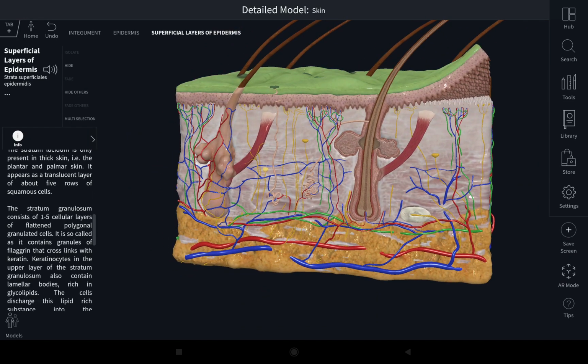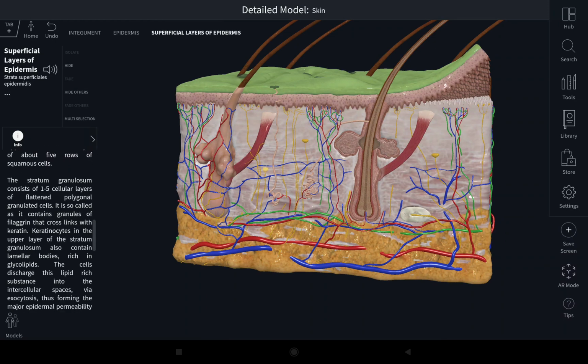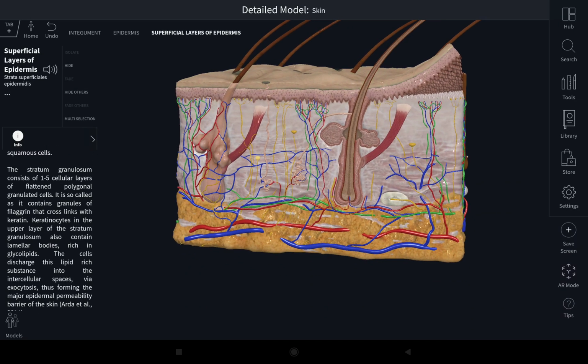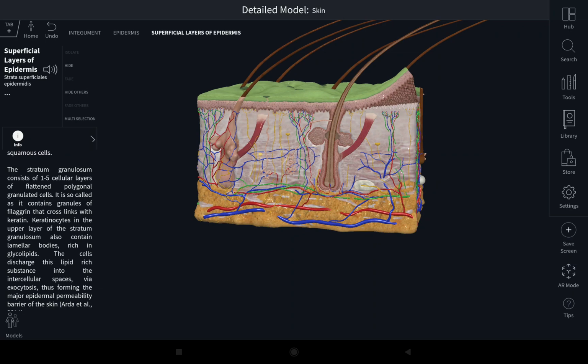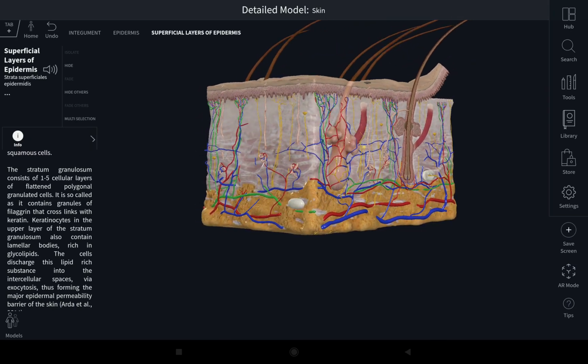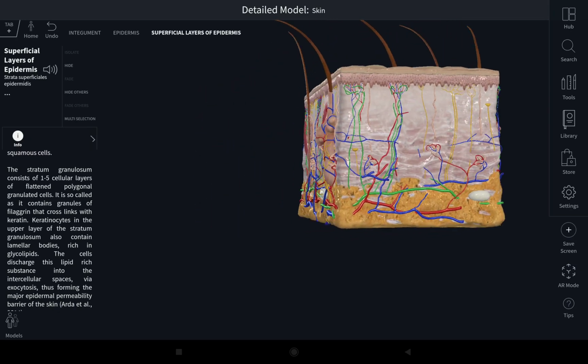Keratinocytes in the upper layer of the stratum granulosum also contain lamellar bodies rich in glycolipids. The cells discharge this lipid-rich substance into the intercellular spaces via exocytosis, thus forming the major epidermal permeability barrier of the skin.